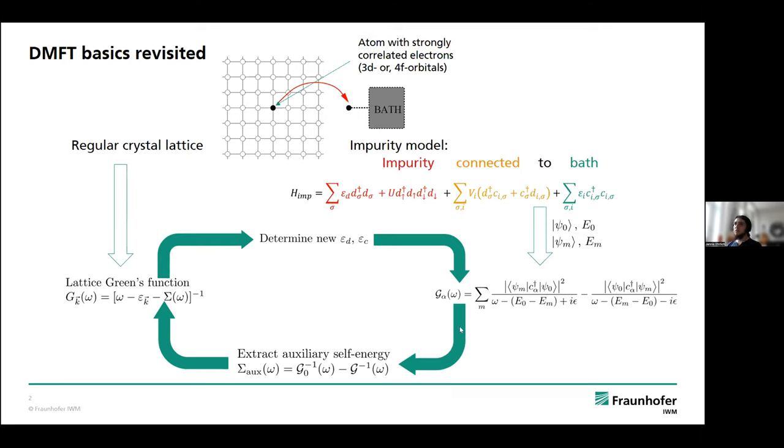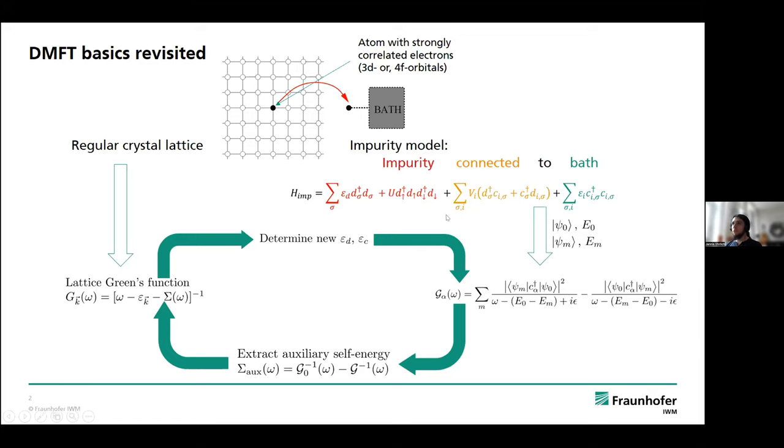Now, within the dynamical mean field theory self-consistency loop, we get parameters for the impurity model from the lattice Green's function, solve this impurity model to get the impurity Green's function, then extract the auxiliary self-energy from there, and put it back into the lattice Green's function to determine new parameters for the impurity model again, until both the Green's function of the lattice and the impurity Green's function on the impurity side become equal.